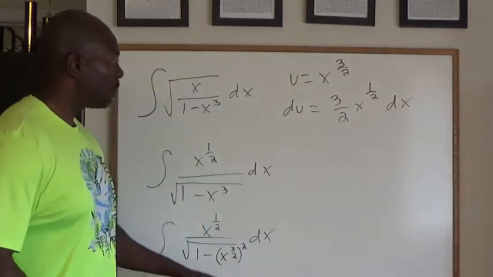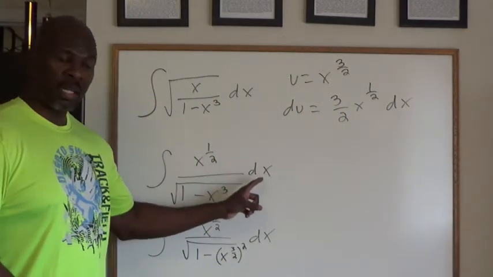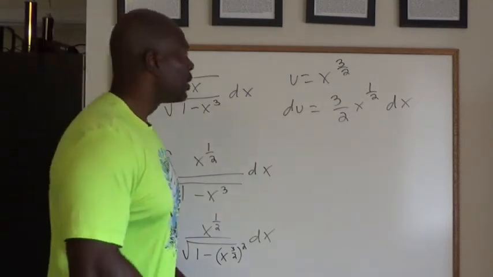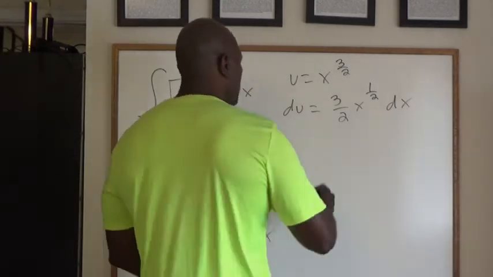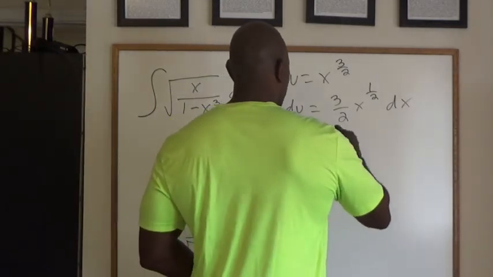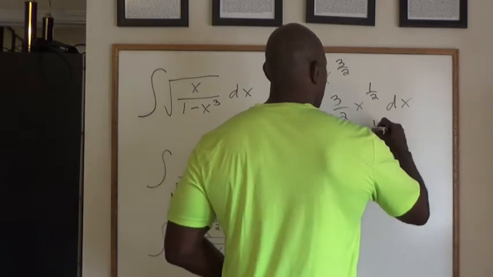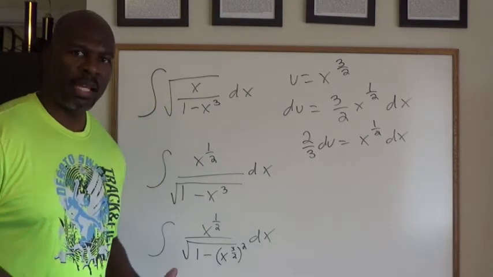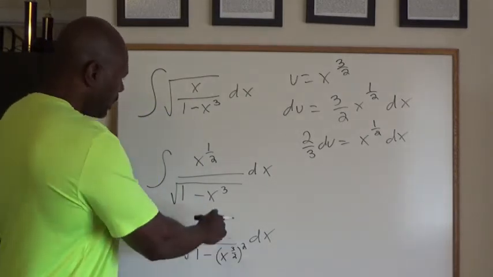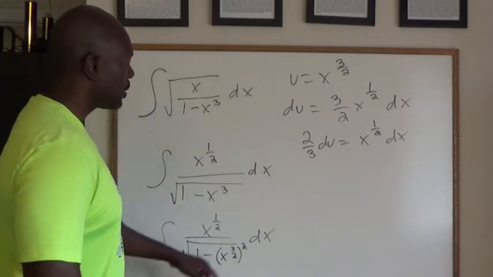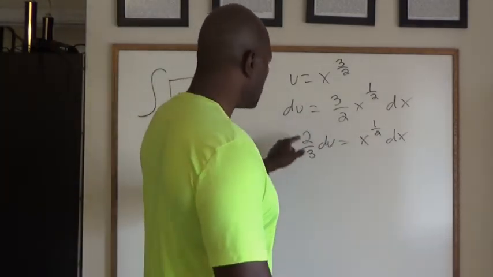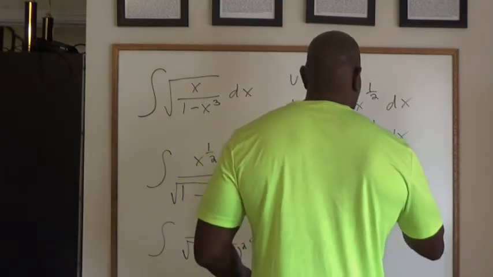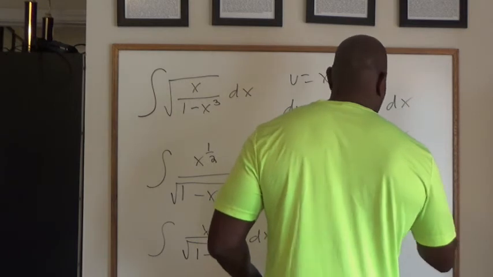Of course we just want this to be x to the 1/2 dx, not 3 over 2 x to the 1/2 dx. So we'll simply multiply both sides by 2/3, and we have that 2/3 du is x to the 1/2 power dx. And so now we have a beautiful match. Our numerator here is x to the 1/2 dx. Well, x to the 1/2 dx is 2/3 du, with the 2/3 put outside the radical and du on top.